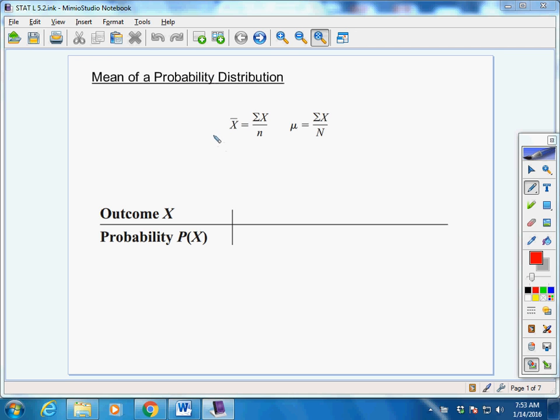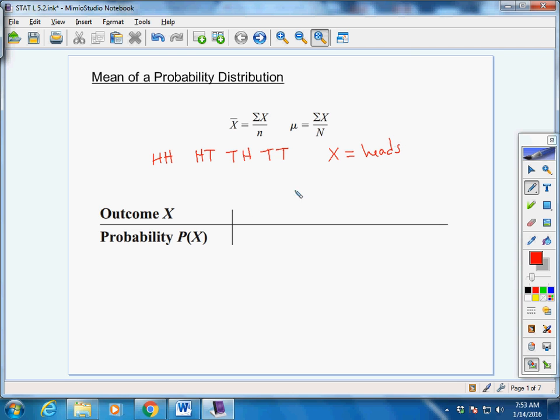So, for example, let's say I was going to flip 2 coins, and that would mean they'd either both be heads, you get one head, one tail, one head, or 2 tails. So what if I wanted to find the probability that I would get heads? My random variable here is heads. We either get 0 heads, 1 head, or 2 heads. Sorry, there's only 3 outcomes.